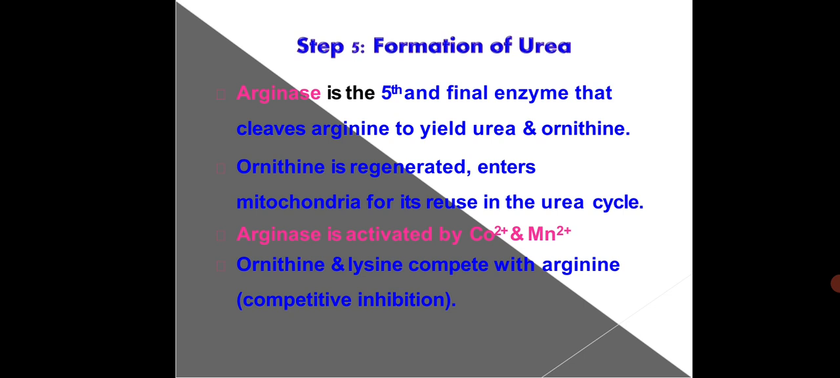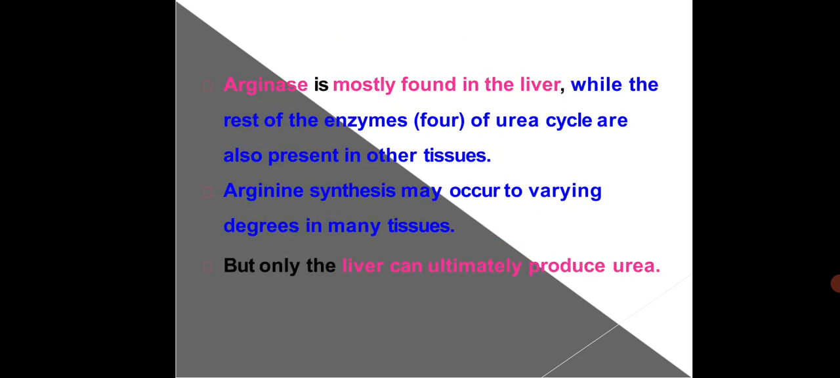This is the last step, formation of urea. Arginase is the fifth and final enzyme that cleaves arginine to yield urea and regenerate ornithine. Ornithine is regenerated and enters the mitochondria for reuse in the urea cycle. Arginase is activated by certain coenzymes, and ornithine and lysine compete with arginine. Arginase is mostly found in the liver, while the rest of the enzymes of the urea cycle are also present in other tissues, so arginine synthesis may occur to varying degrees in many tissues.